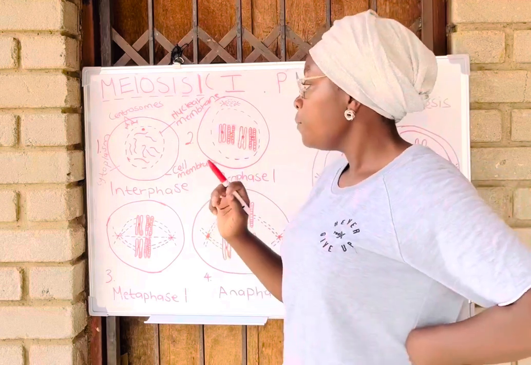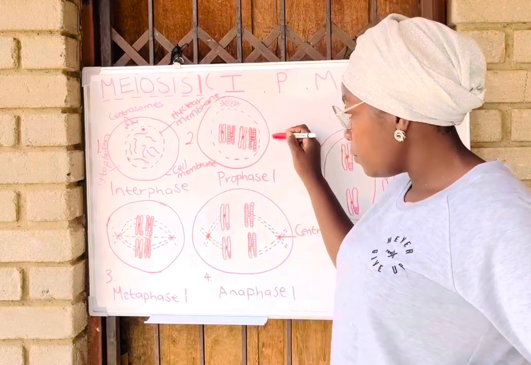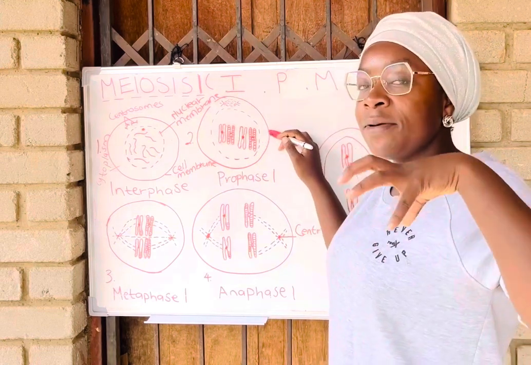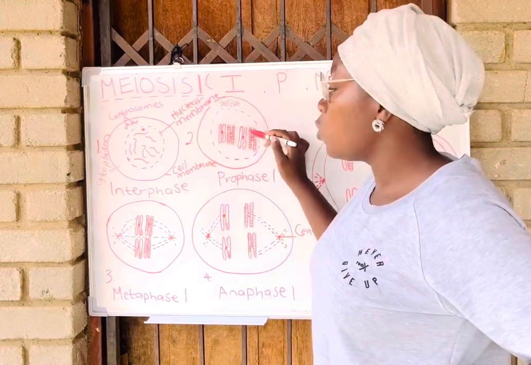Now in prophase 1, we still have our cell membrane. We also have our nuclear membrane. Inside our nuclear membrane now, we have what we call chromosomes.